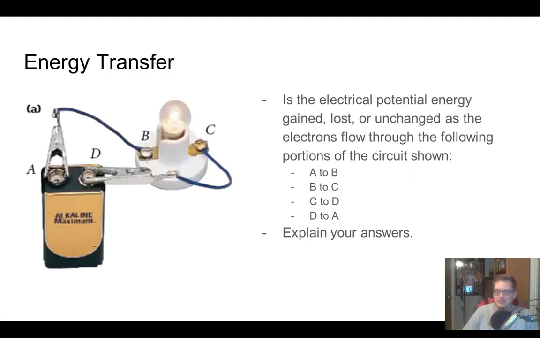Last little thing here. We're just looking at this energy transfer. So we've got this complete circuit here. We've got our battery, and remember, we've got a potential difference between the positive and negative terminals. We're going across this alligator clip, across this wire, through a light bulb, and then out the other side back to the battery, completing the circuit. We want to keep track of what happens to the electrical potential energy as we travel between these different letters, A to B, B to C, C to D, and then back from D to A. All right, and we want to come up with our answers here.